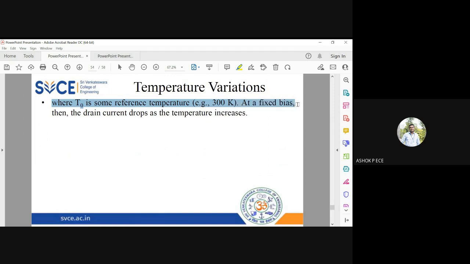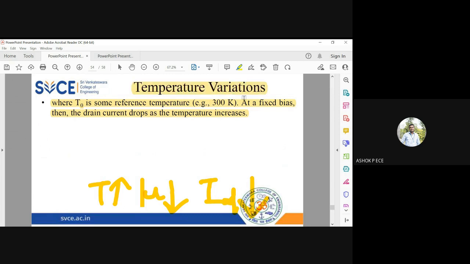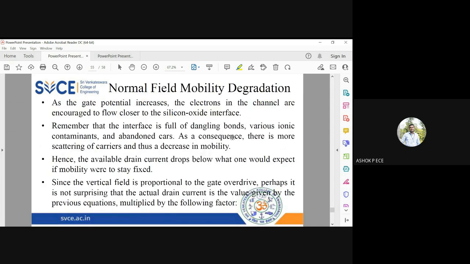So at fixed bias, the drain current drops as temperature increases. When the temperature increases, mobility will decrease. When electrons move with a very small velocity, then naturally the drain current value will also drop. So these are the effects of how temperature variation can affect your device.